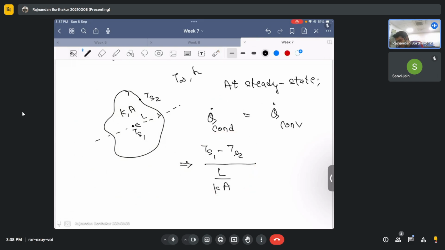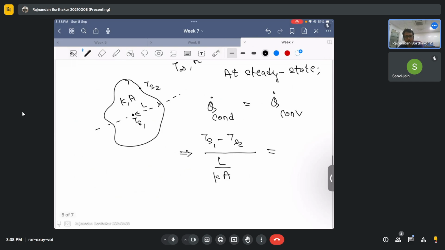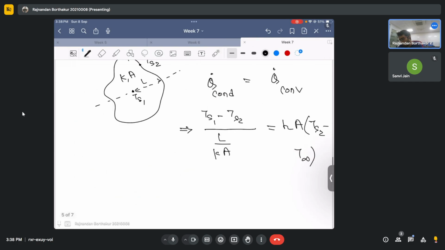And the heat transfer due to convection, can you tell me what this would be? This is easy, right? This is basically equal to your heat transfer coefficient times, yes, exactly, it is hA times TS2 minus T infinity. And remember, we are doing it at steady state.